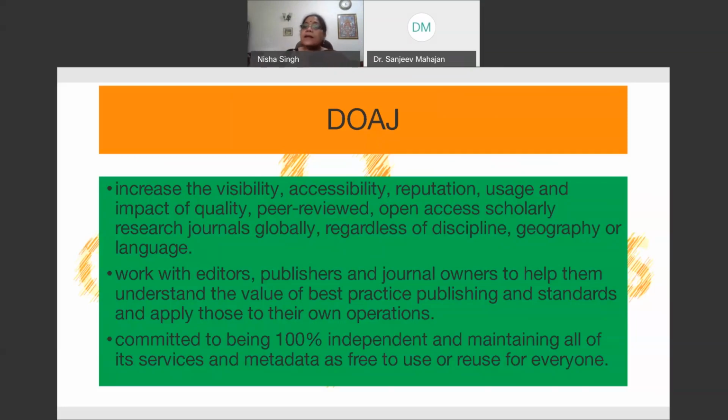So what they said is that visibility should increase, accessibility should increase, there should be reputation, like you are valid, and then usage and impact of quality peer review.